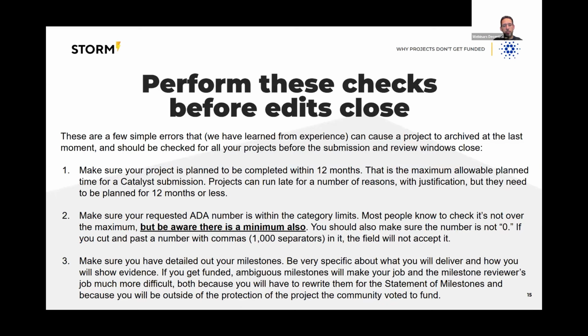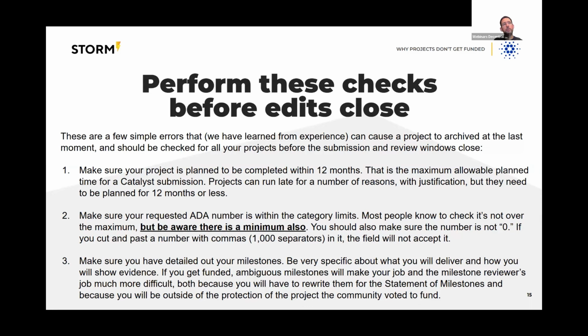The second thing that you need to do during the period during which the project is being closed out is make sure that the amount of ADA that you requested is within the category limits. And again, we learned this the hard way, and it's really unfortunate. But most people know that they need to check that it's not over the maximum for the category. So for example, you wouldn't want to put 500,000 ADA in the ecosystem open category. But be aware that there is a minimum too. So I think it's 15,000 ADA for some categories, and it's 500,000 ADA for the real world partnerships.